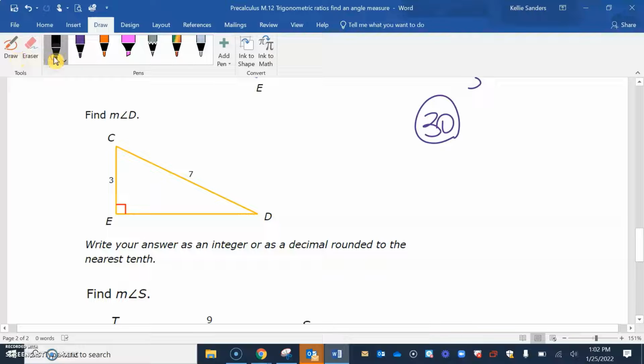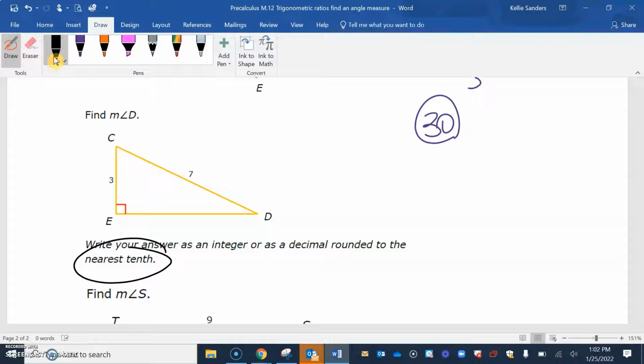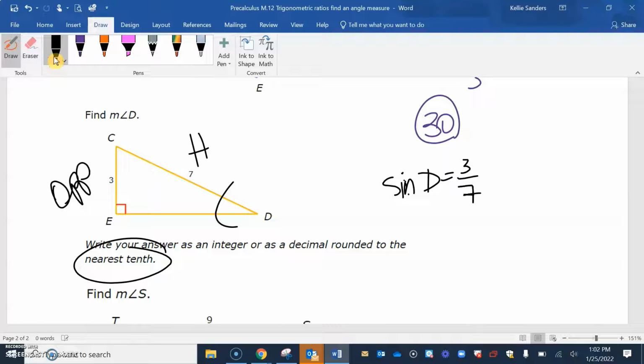And now we're going to have to use the calculator again, because it says round to the nearest 10th. And we're looking for D, and 3 is opposite. 7 is hypotenuse, so we're going to use sine again. So sine of D equals opposite over hypotenuse. And what happens is we don't have a 3 over 7 on our cheat sheet, do we? So we're going to have to use the calculator.